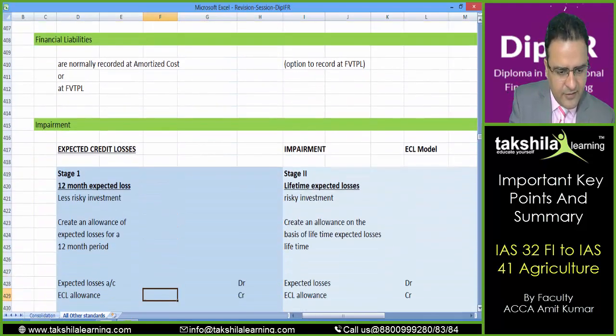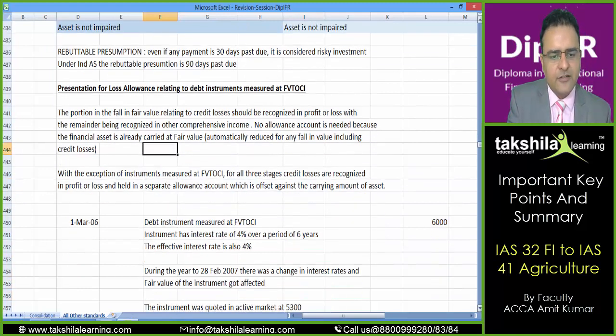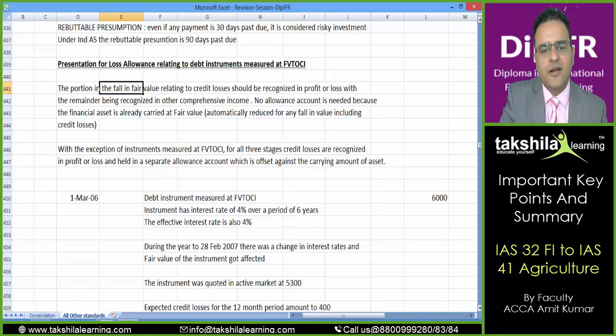Now, as far as impairment is concerned, let me discuss this portion first. If there is any presentation for loss allowance relating to a debt instrument measured at fair value through OCI, the portion in the fall in fair value relating to credit losses will be charged to P&L directly. So we are not creating an allowance for this category. If there is any debt instrument which is measured at fair value through OCI, it is being measured at fair value at the end of each year. So there will be some difference, either a gain or a loss. If there is a loss, out of that total loss, how much is the loss relating to credit loss? That will be taken directly to P&L. The remainder will be shown as part of OCI.